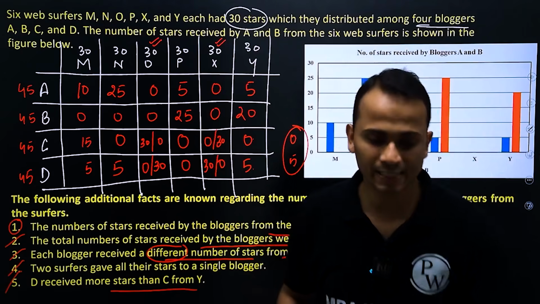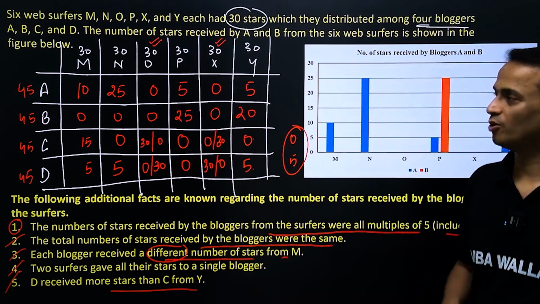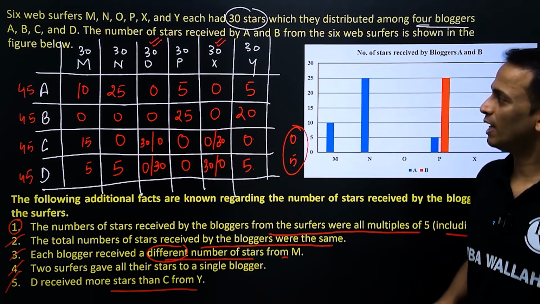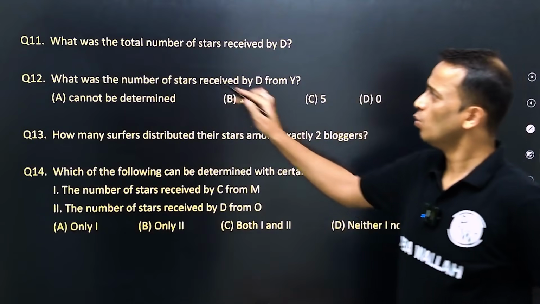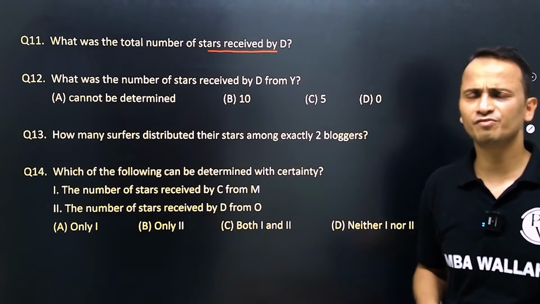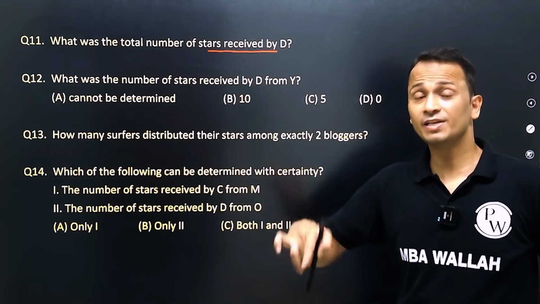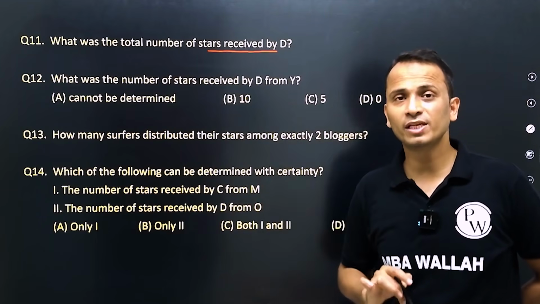So once again, in less than 10 minutes, you have these 4 questions. Okay, right? So I'll move towards the question. I'll solve them on this page only. What was the total number of stars received by D? Total number of stars received by D. Do I even have to write all the values in the table?